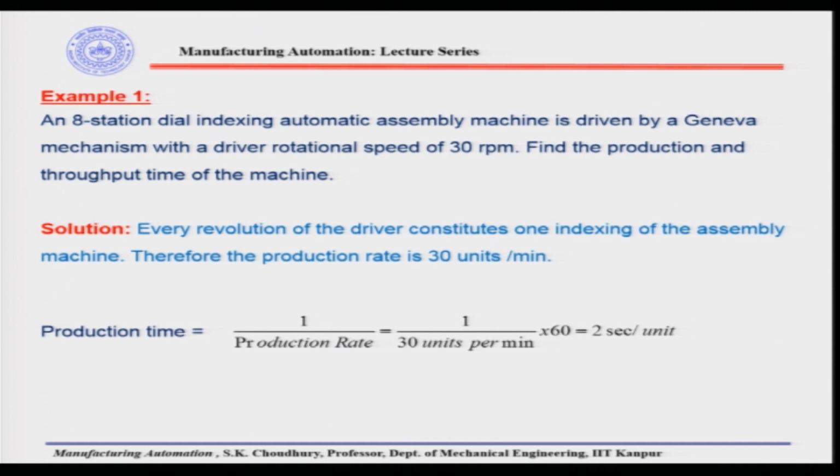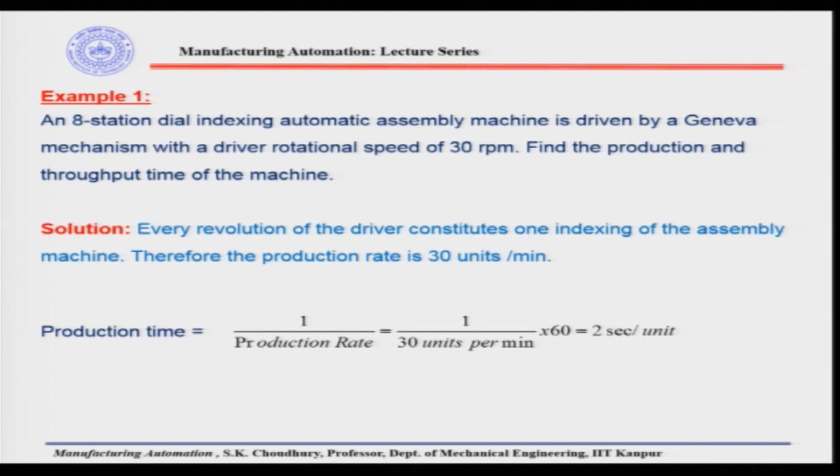Let us take an example. Suppose we have an 8 station dial indexing automatic assembly machine, and this is driven by a Geneva mechanism with a driver rotational speed of 30 rpm. Find the production and the throughput time of the machine.